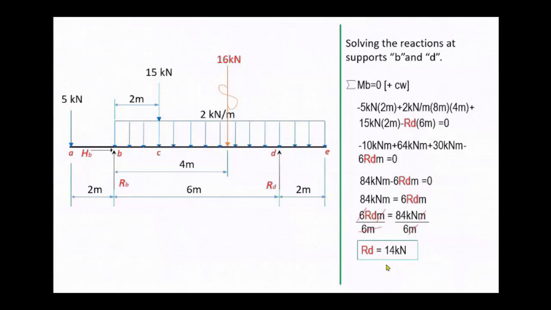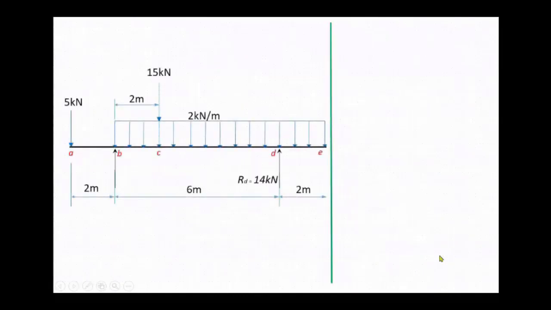Since we already solved R sub D, the remaining unknowns are R sub B and H sub B. Then we will use the other static equation, the summation of forces vertical equals 0, to solve R sub B. In the summation of forces vertical, we will assume that the upward direction is positive and the downward direction is negative.